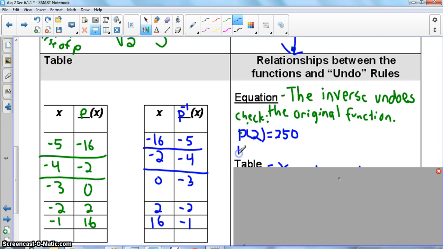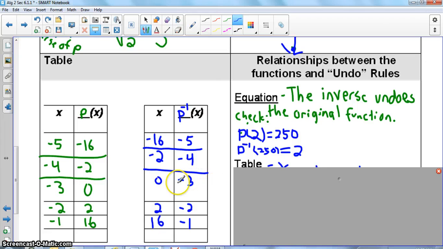If I then put that number into the inverse, so p inverse of 250, I would have to take the 250, divide it by 2 and get 125, take the cube root of 125, which is 5, and subtract 3, which is 2. So if you notice, we started out with a 2, the original function did something, the inverse undid whatever the original function did, and we ended up with what we started with, a 2. If two functions are inverses, that will always happen.